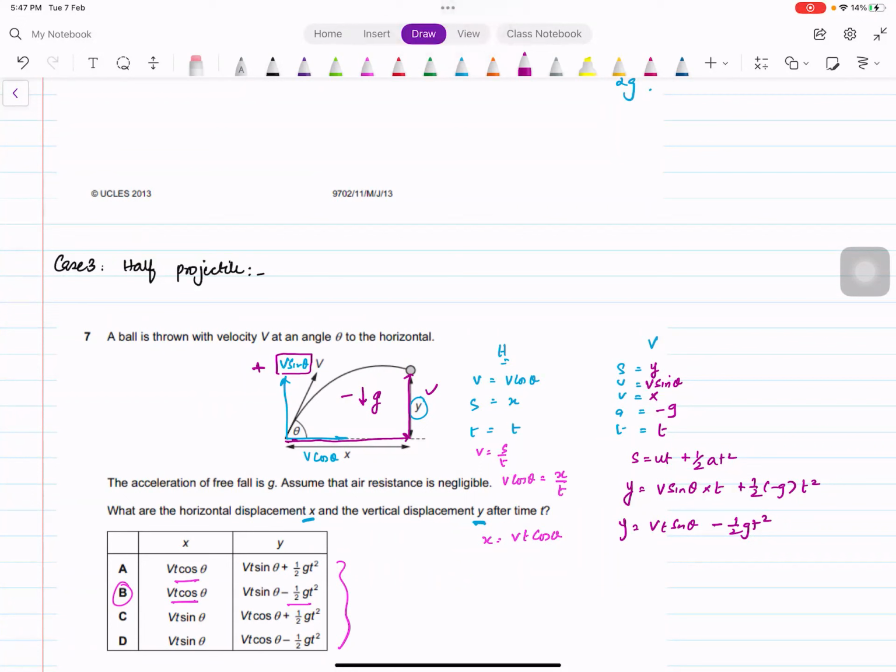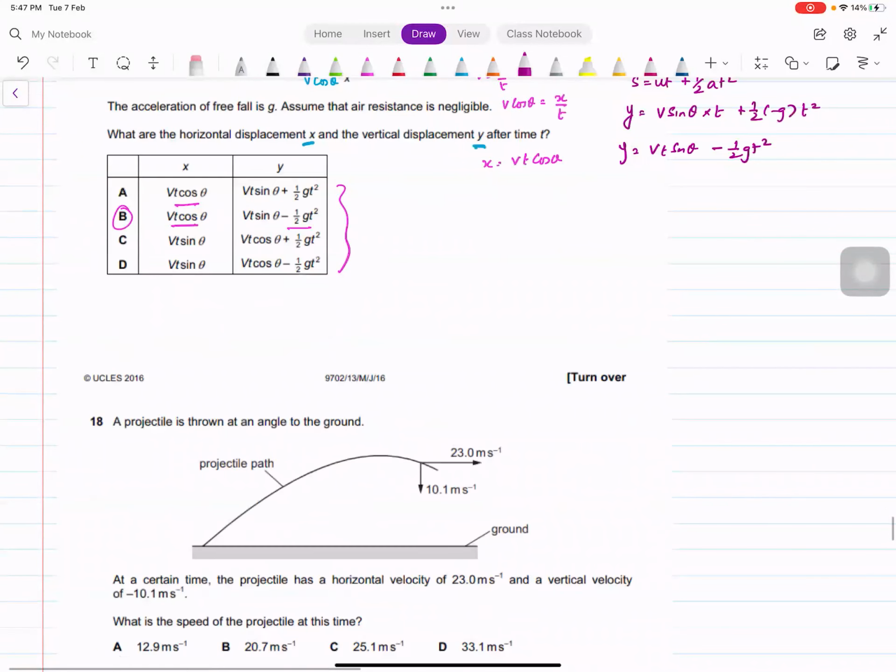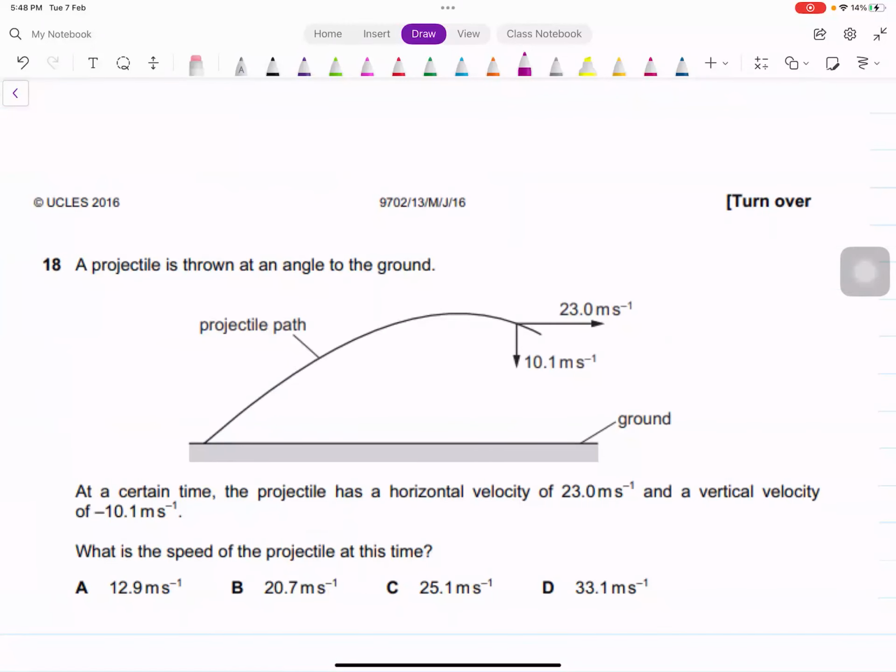Any other person who still has difficulty in understanding? Please let me know. Now, this question is a very important question. Sometimes he's going to ask you the resultant displacement at a particular time. If this comes, then you don't have to worry. You just need to use Pythagoras theorem. For example, it says at a certain time the projectile's horizontal velocity is this and vertical velocity is this. What is the speed of this projectile? Which means he's asking about the resultant velocity here. Do you guys understand this?